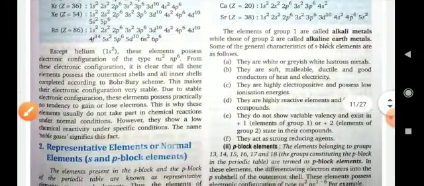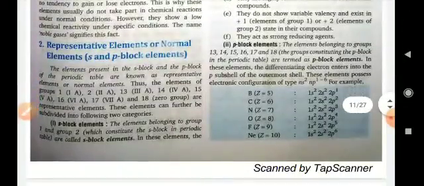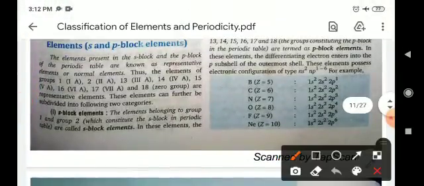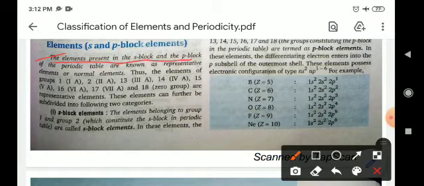Now representative elements, or normal elements, are the S or P block elements. The elements present in the S block and P blocks of the periodic table are known as the representative elements or normal elements. Thus the elements of group 1 to group 18, meaning 0 group, are representative elements, and these elements can further be subdivided into the following categories.